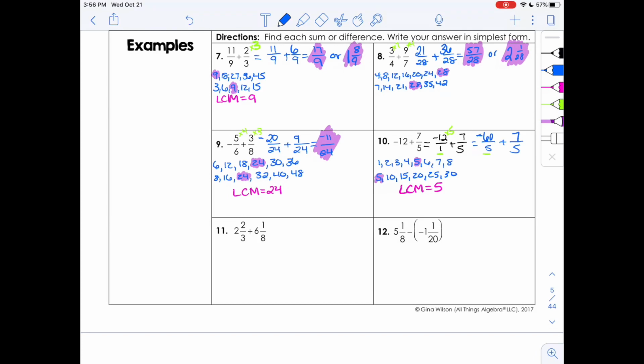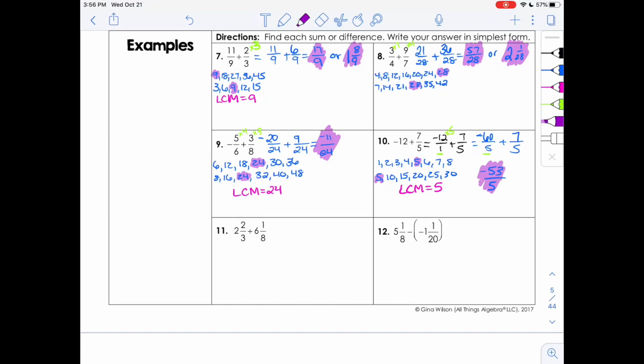Now that my denominators are the same, I can simply add negative 60 plus 7. Remember, when you're adding with a negative, depending on which method you use, whether you're using the rule, the model, or the number line, that 60 is negative. So we don't add like we typically add with positive integers. Negative 60 plus 7 is negative 53. And our denominator stays the same.